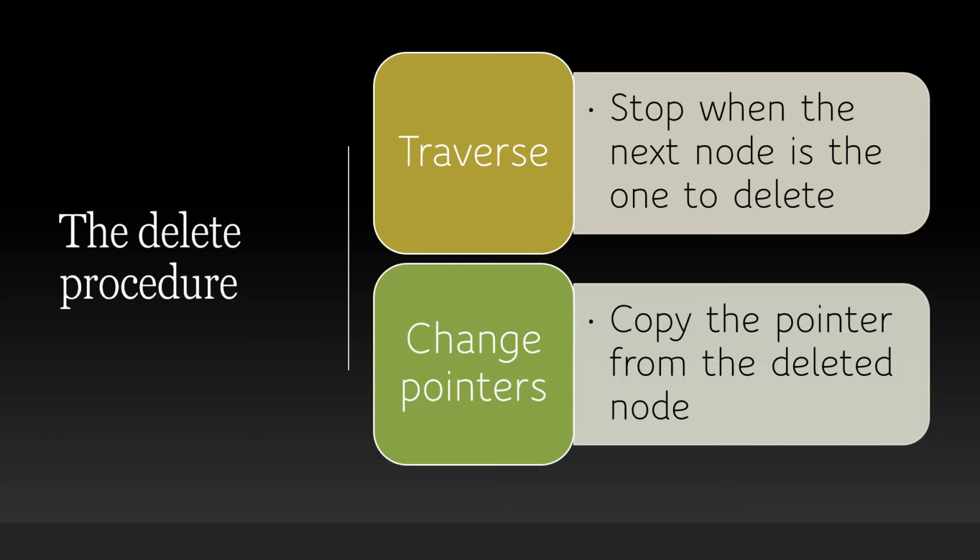So now you've got to write the delete procedure. It's only got to do 2 things. One is count through the linked list, traverse the linked list until you get to just before the one you want to delete, and then copy the pointer from that back to the current node. And that's literally all you have to do.